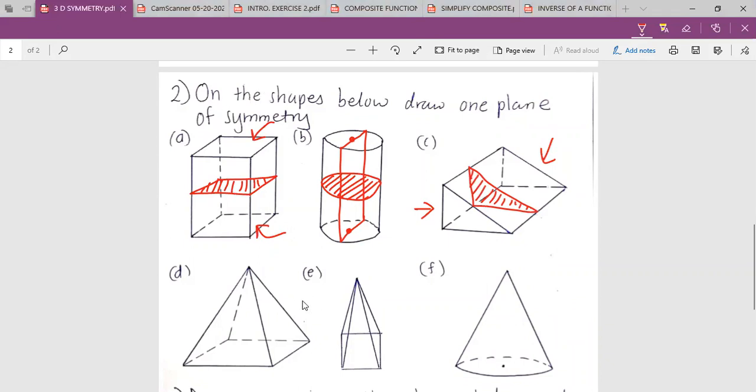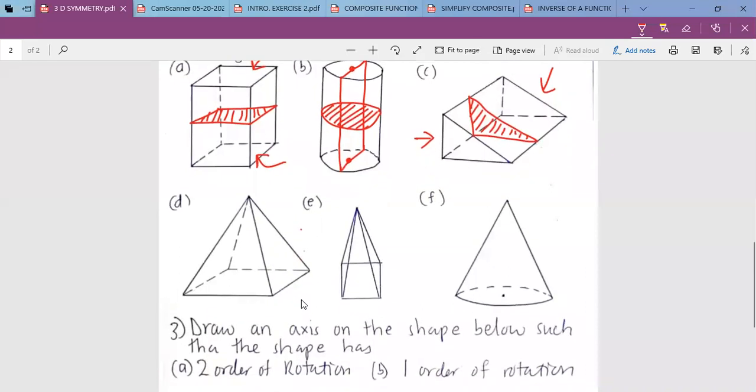So here, when you go to number D, E and F, they're all pyramids. And pyramids, look, they all have a sharp pointed end at the top. So what you do is, you look at your base surface and you see how the base surface is. You cut a line through the base surface and you use that line to draw the base.